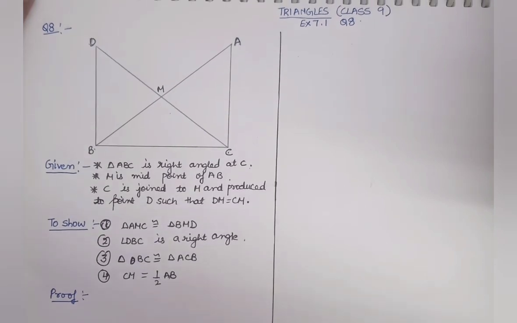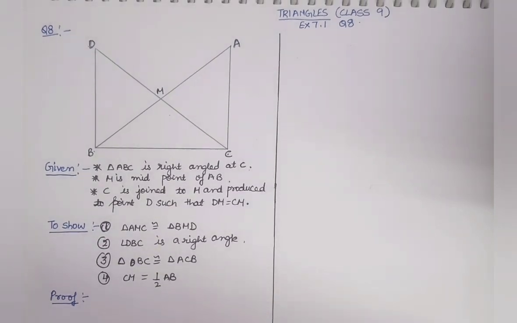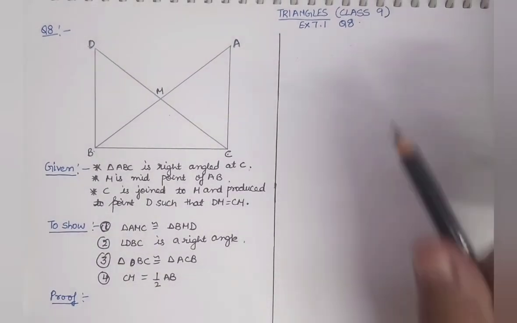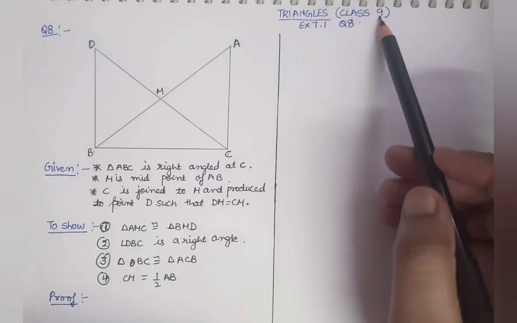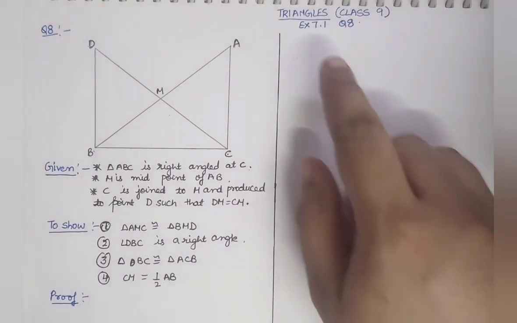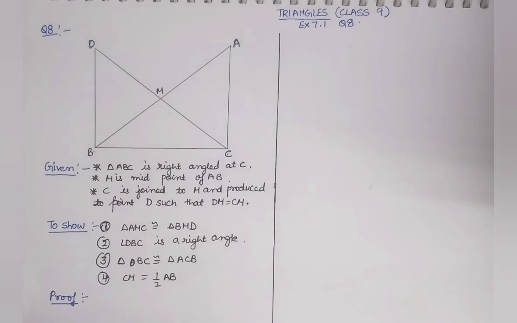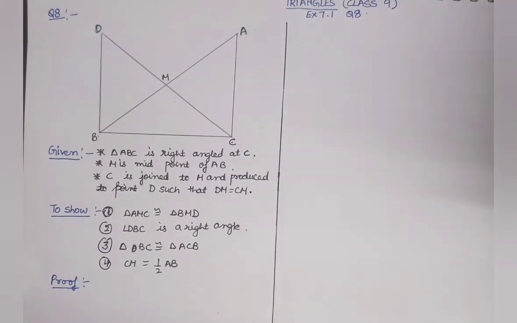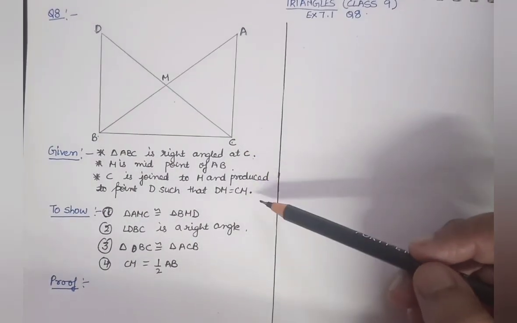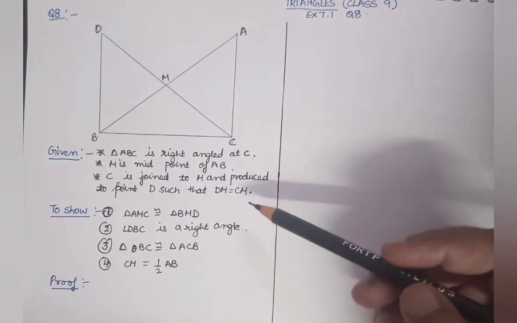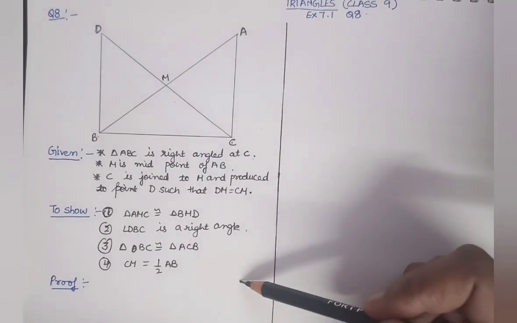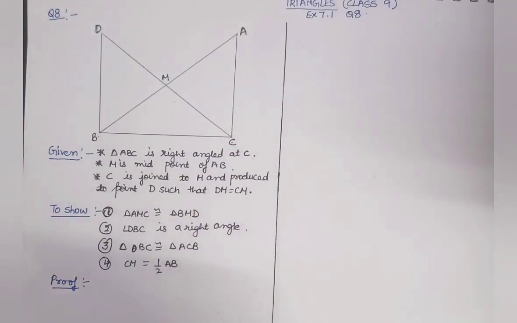Hello everyone. Today we are going to discuss one question of triangles lesson of class 9, that is from exercise 7.1 question number 8. In this question I have already drawn the figure and I have written what all key points are given in the question along with what we are supposed to prove. So let us just analyze the question first.